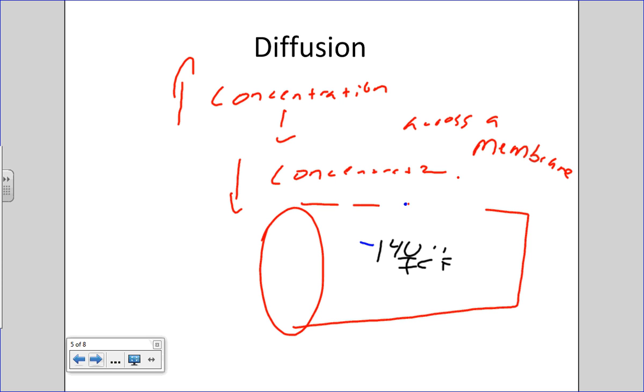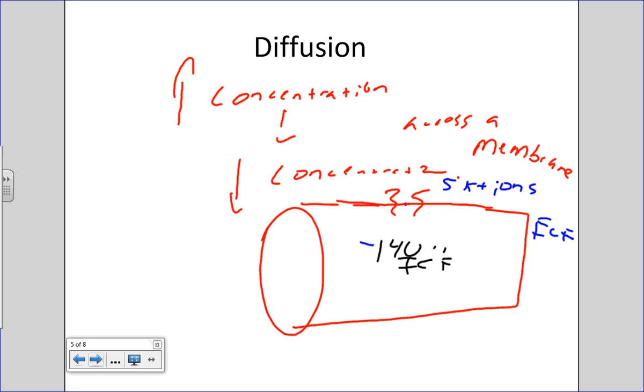Now, let's put this gate back. So now let's say there are only 5 potassium ions in the extracellular fluid. Now will there be diffusion? Will there be diffusion taking place? And if so, in what direction?